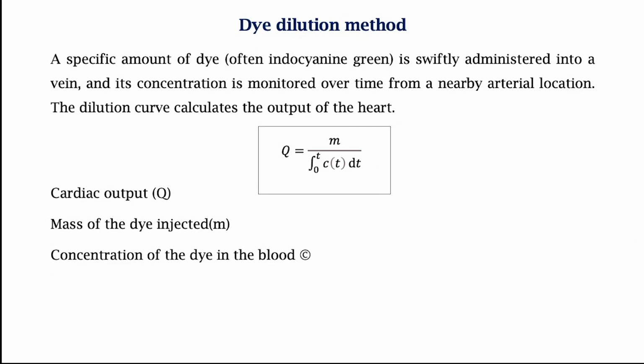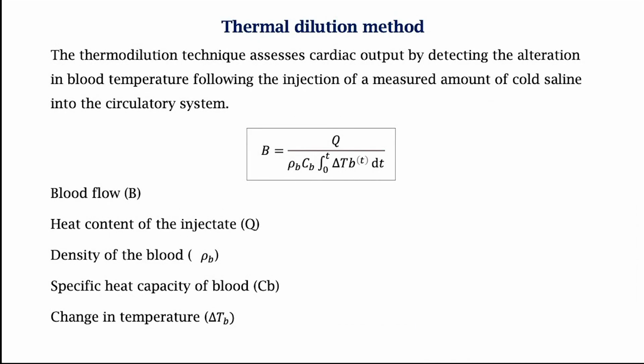Remember, it is m divided by the integral from 0 to t of c(t) dt, where c is the concentration of the dye in the blood. I have to measure that constantly over a period of time too, so that I can integrate. That is the idea. The next is the thermal dilution method.